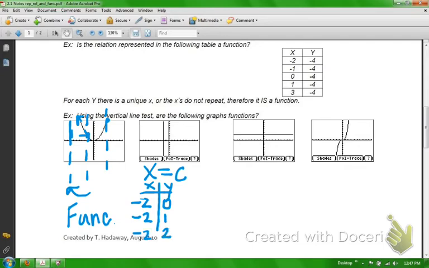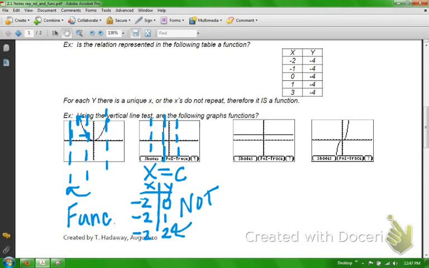Now looking at this one, if I draw an imaginary line, that one doesn't cross. This one does not cross. We're not talking about crossing the axis. We're talking about the graph itself. If I drew the line right here, not only does it cross it, it is on top of it, so it crosses infinitely many times. This is not a function. If you look at the table, you can see it as well.